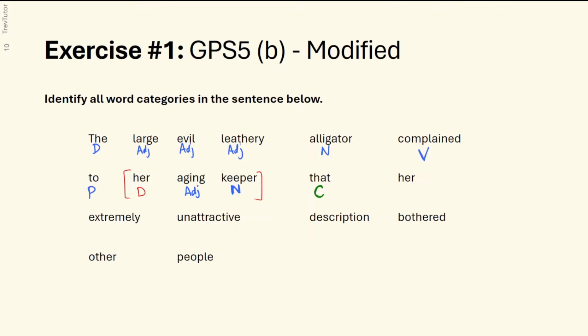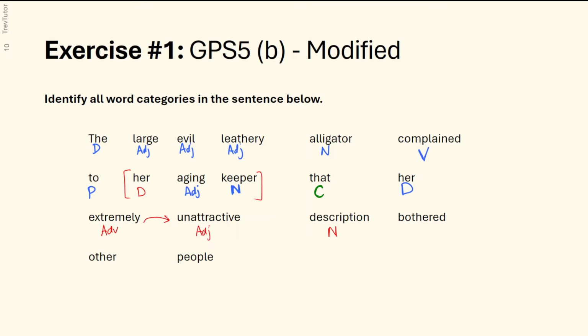So now we have "her extremely unattractive description." So description will be a noun, unattractive is going to be an adjective. But what is "extremely" doing in this case? It's not "the extremely description," but instead it's telling us how unattractive something is. So because it's telling us how unattractive something is, it's an adverb. It answers that question, how. And that means that "her" is going to be a determiner just as before. It's introducing the noun, but it can stand on its own. It would just need to be in the form "she," that she bothered other people.